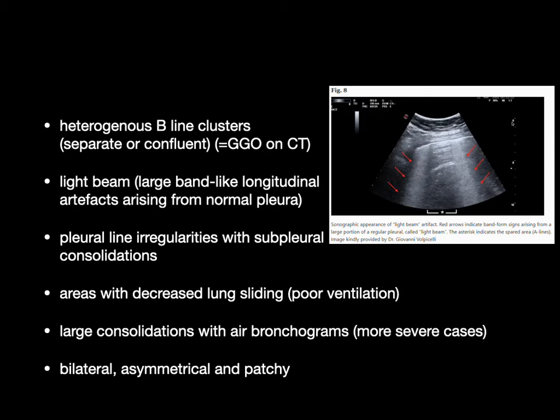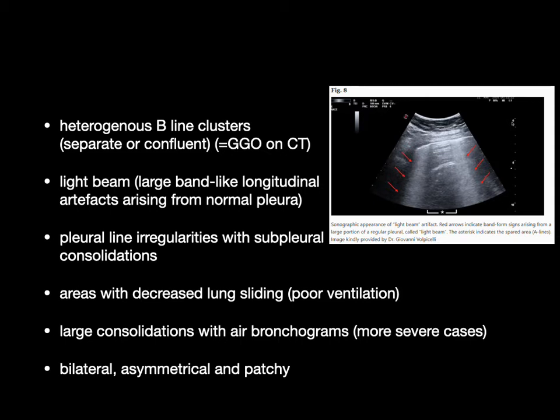You can have pleural line abnormalities, so instead of that smooth, nice, thin pleura, you have a thickened pleura with irregularities. Due to pleuritic chest pain, you can have reduced lung sliding because of that pain and reduced breathing effort. Later on, when these patients get worse, they can develop larger consolidations with air bronchograms. All of these findings are bilateral and global, however they're very asymmetrical and patchy in nature.